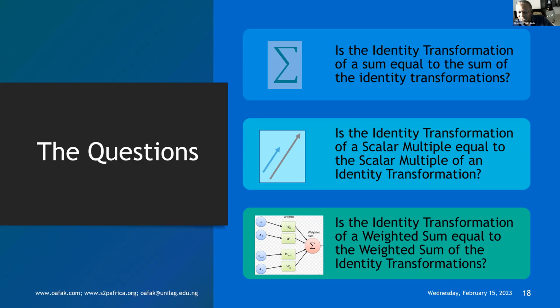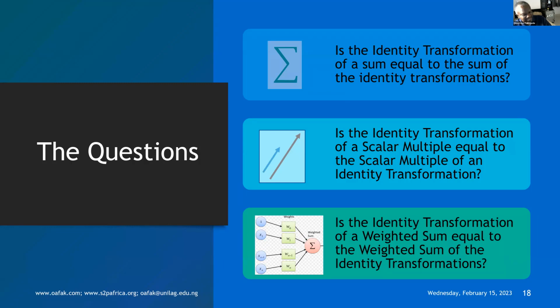Is the identity transformation of a scalar multiple equal to the scalar multiple of the identity transformations? Is the identity transformation of a weighted sum equal to the weighted sum of the identity transformations? If the answer to all this is right, then that shows that the identity transformation is a linear transformation. If in addition, the identity transformation is a transformation of vector to vector, then it is now a tensor.